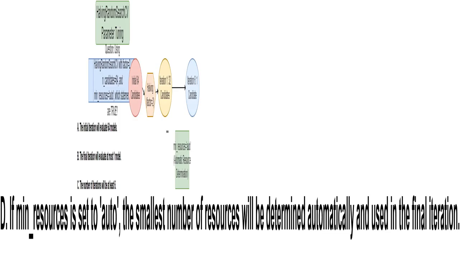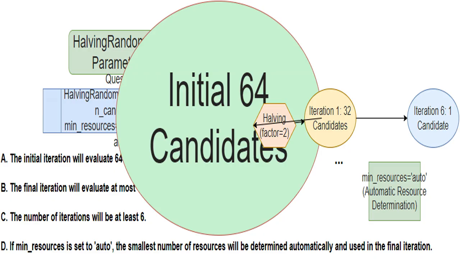Here's where min_resources equals auto comes into play. Setting this parameter to auto means the algorithm figures out the minimum amount of resources, think data points or computational power, that are needed for the final iteration. It's a handy feature that automatically optimizes resource utilization. The journey starts with 64 candidate models that are all tested in the first iteration. This is the starting point of the entire process.